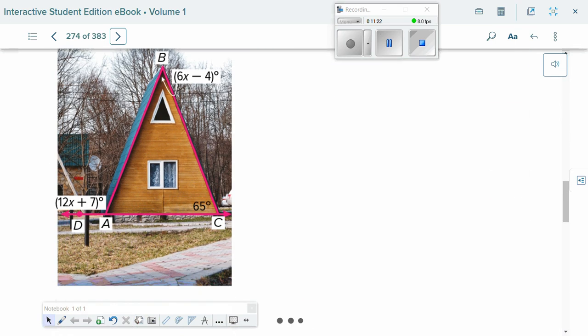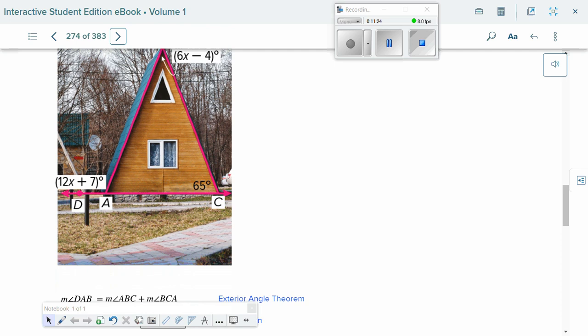So if we go down here and we use this A-frame house, they're asking you to look at angle DA, and then I think that's B up there, okay? Well, this angle right here, 12x plus 7, is outside the house, and then they give you these two angles that are actually the inner part of the house, so it's the inside part of the triangle. Those two angles are remote to the exterior angle, 12x plus 7.